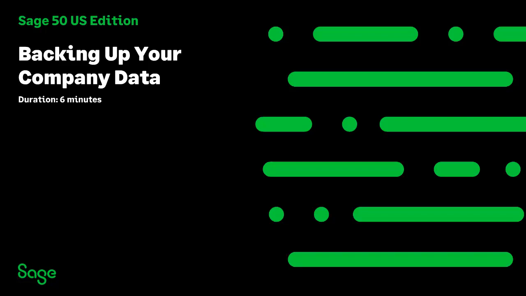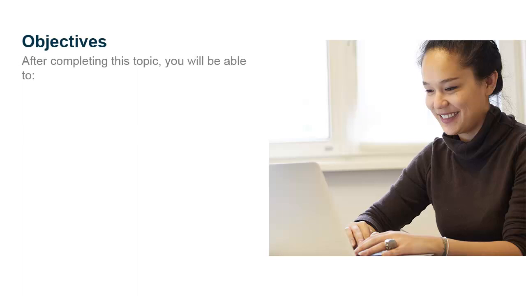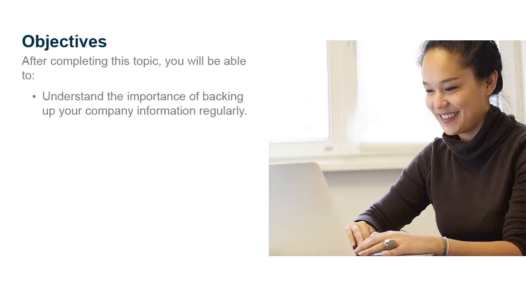Welcome to the Sage 50 U.S. Edition Anytime Learning topic. This topic provides you with an overview of the procedures and steps used to manually back up your company information using Sage 50's backup utility. After completing this Anytime Learning topic, you will be able to understand the importance of backing up your company data on a regular basis, and you will be able to use the backup utility to back up your company data.